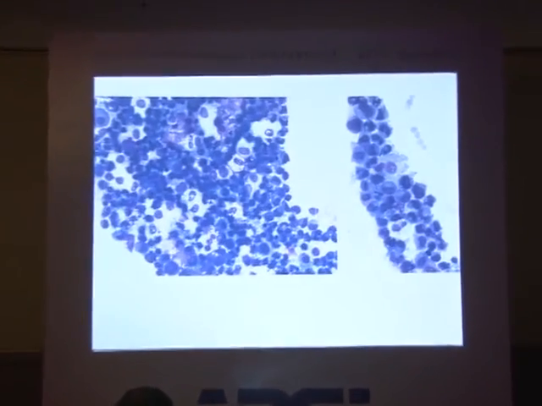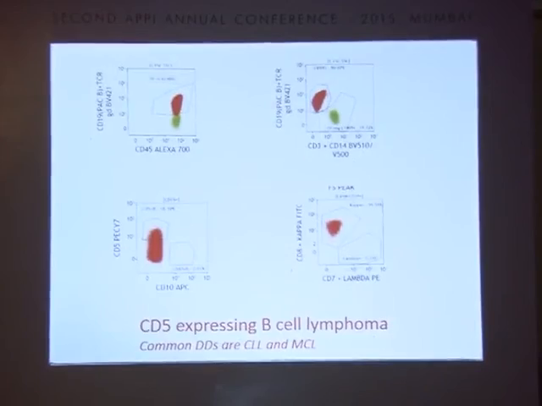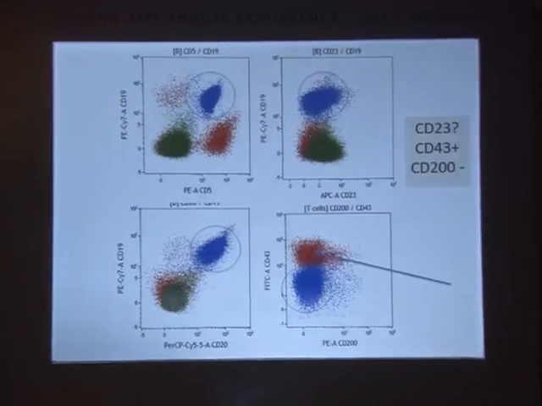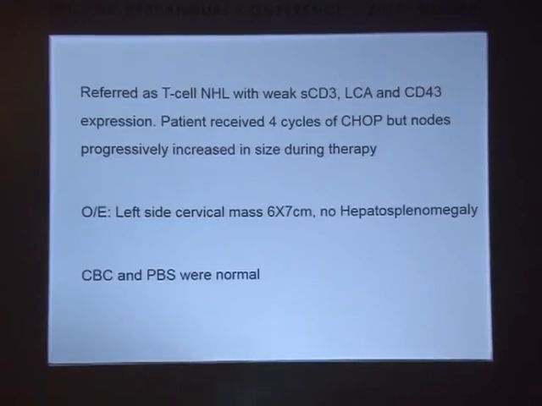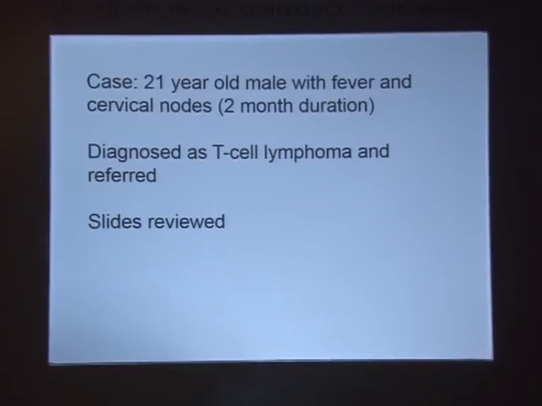I think I'll skip the ascitic fluid case, and I'll show you only one more lymphoma. Yes, this case is an interesting case. This will tell you the importance of lymph node FNACs and flow.